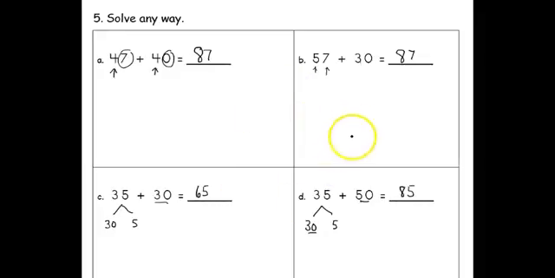So there's a variety of ways that we can solve these problems using just numbers and mental math. And ultimately, we want the students to choose the strategy that works best for them.